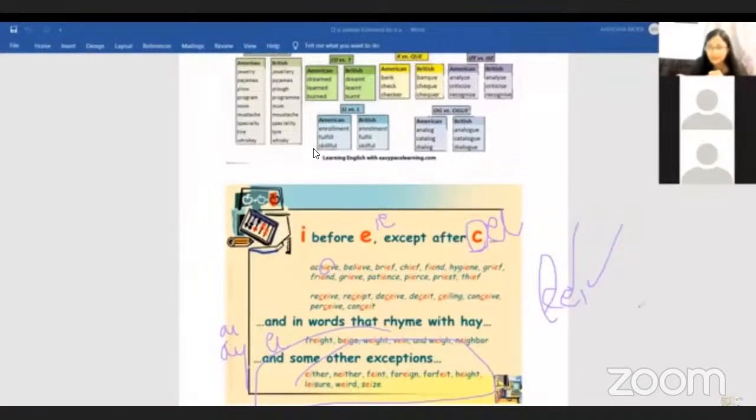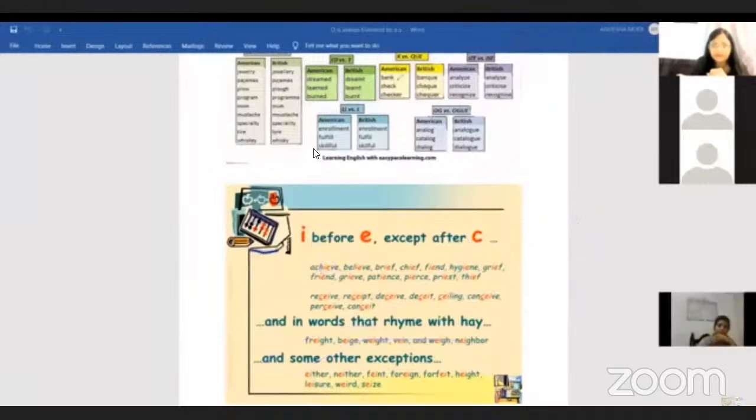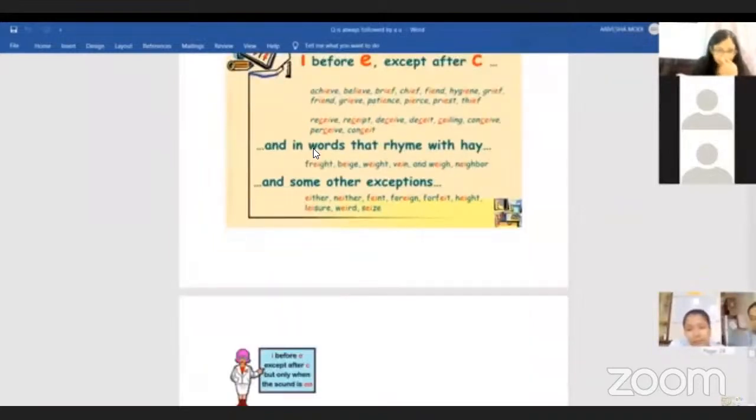Yes, conceive. Okay. So next we have... Excuse me, ma'am. Which rule is followed in bread and spread? Bread and spread has EA as an alternative spelling for the short E sound. Okay.